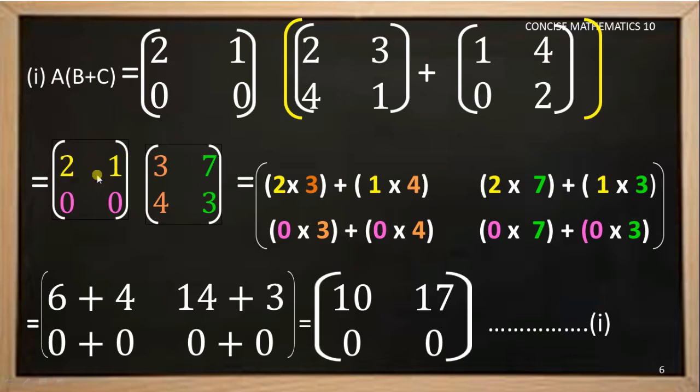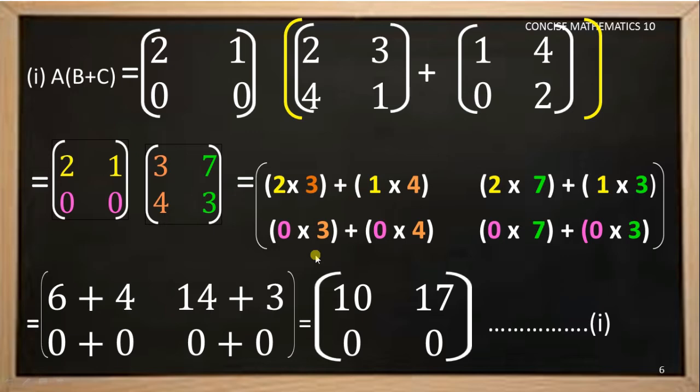Let us multiply these two corresponding elements. Both are of the order 2 by 2. Hence apply the same rule. Then the result will be equal to 10, 17, 0, 0. Mark it as result number 1. This is the result of left hand side. Let us move on to the right hand side.